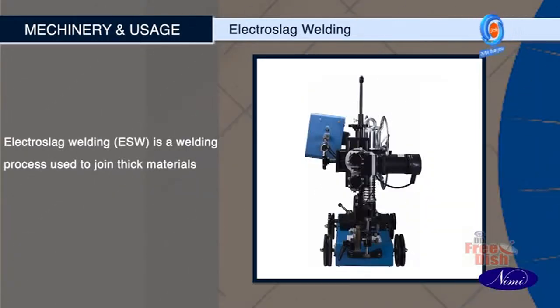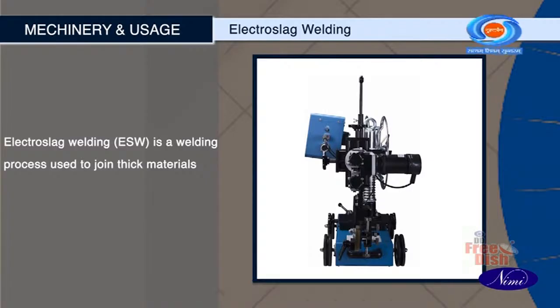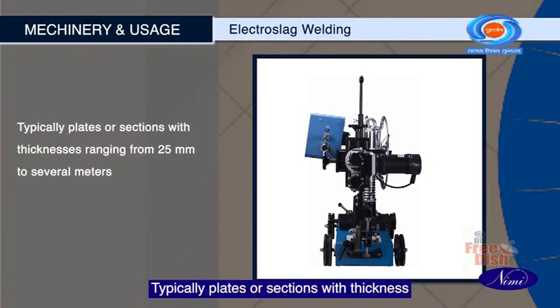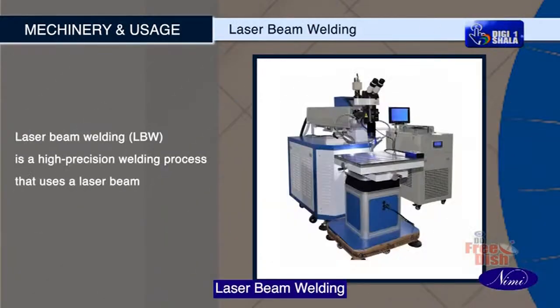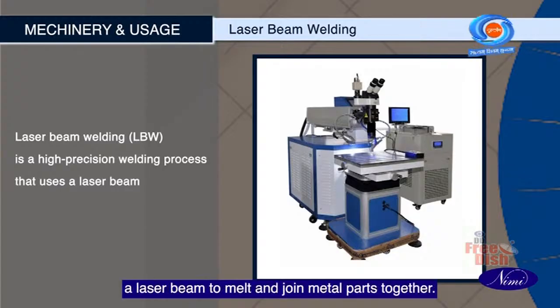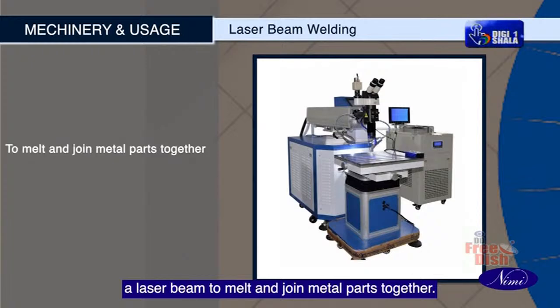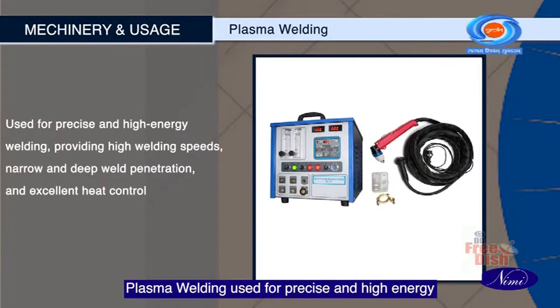Electroslag welding. Electroslag welding, ESW, is a welding process used to join thick materials, typically plates or sections with thickness ranging from 25 mm to several meters. Laser beam welding. Laser beam welding, LBW, is a high-precision welding process that uses a laser beam to melt and join metal parts together. Plasma welding.